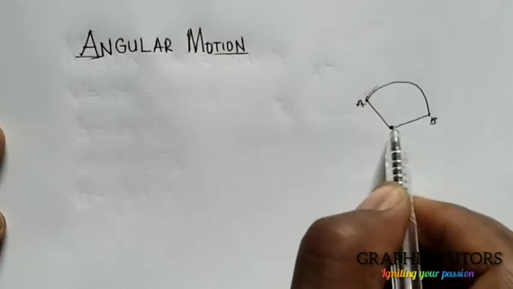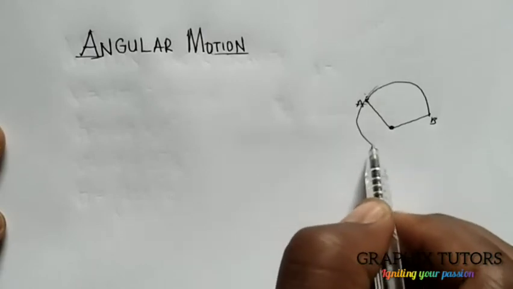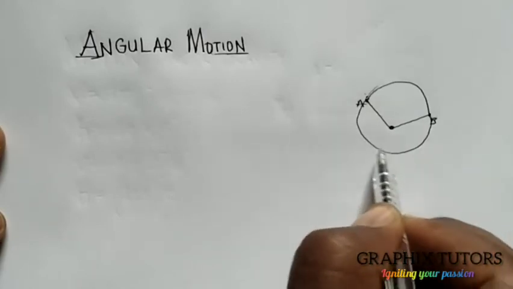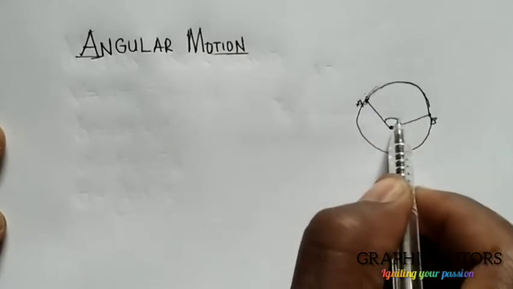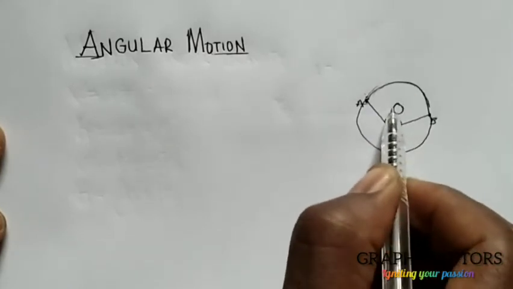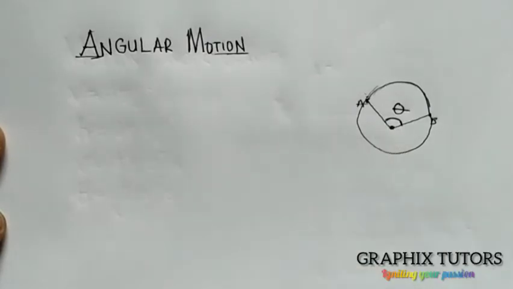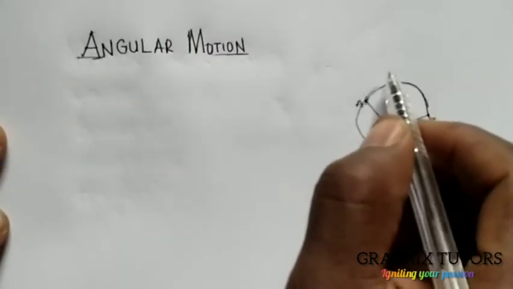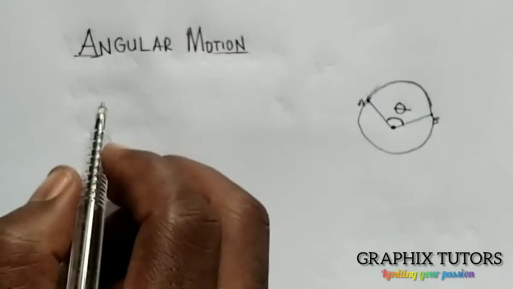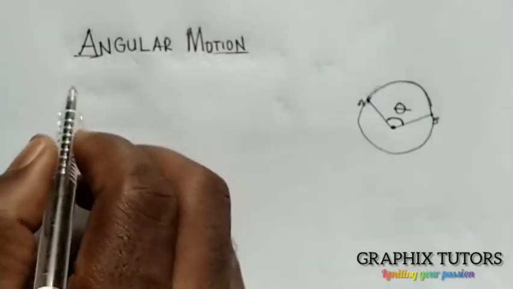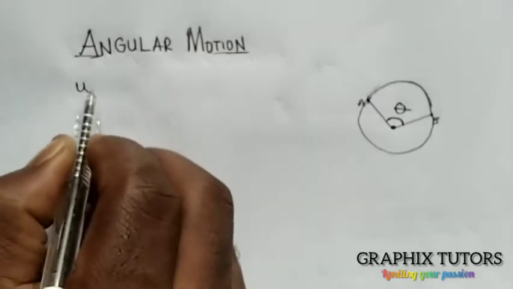That means if you are going along a circular path this way, right? So if you are moving from A to B, the angle between them is called theta. I will call it angular displacement. So then the velocity v is given as angular velocity. So instead of me using v equals u plus at, my v here will be the final angular velocity.